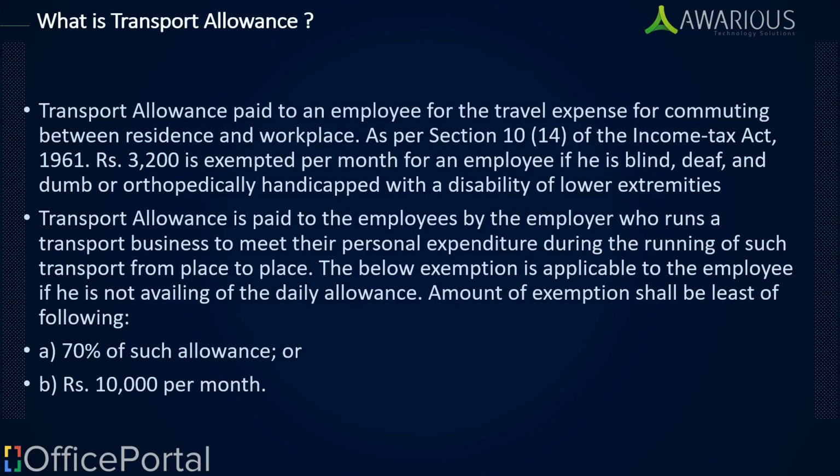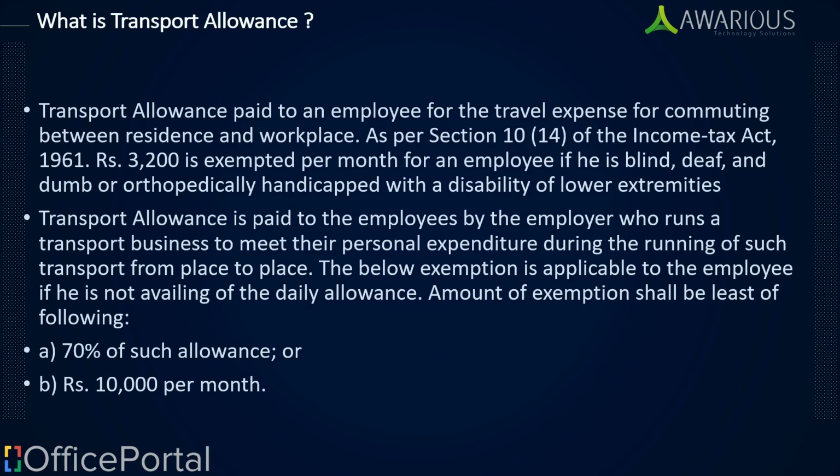workplace. As per Section 10, Subsection 14 of the Income Tax Act 1961, Rupees 3,200 is exempted per month for an employee if he is blind, deaf and dumb, or orthopedically handicapped with a disability of lower extremities.